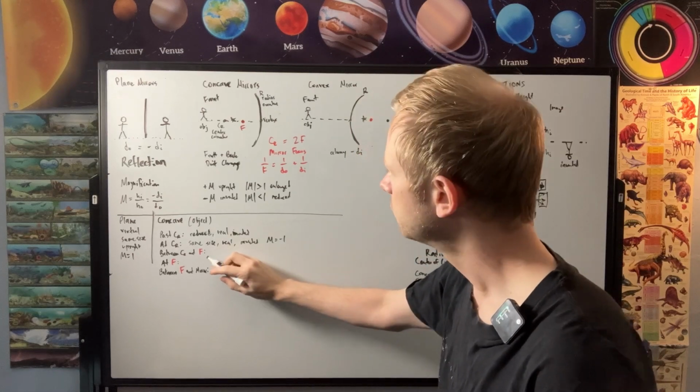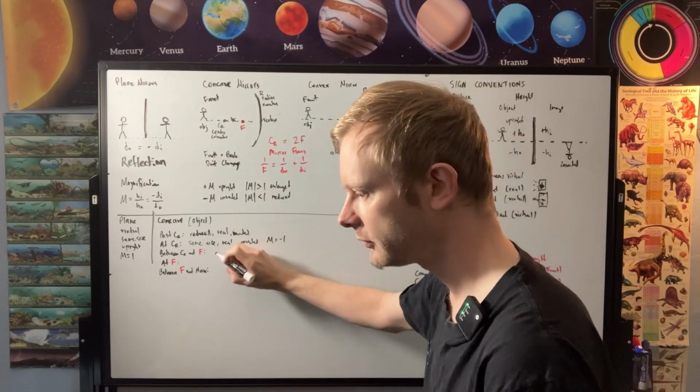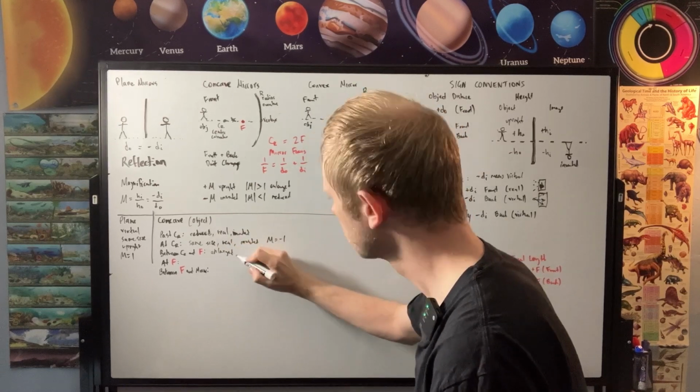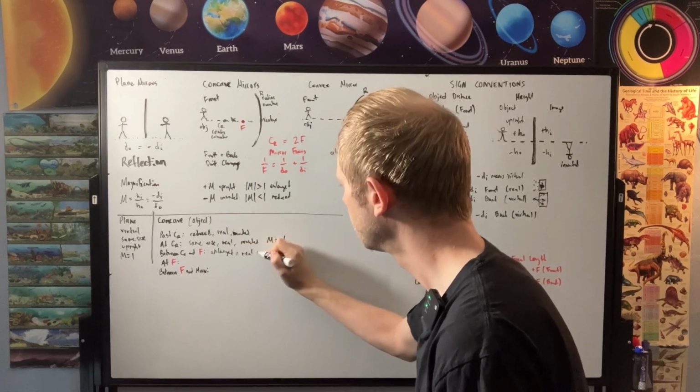If you put the object between CR and the focal point F, then you'll get an enlarged image that is real and inverted.